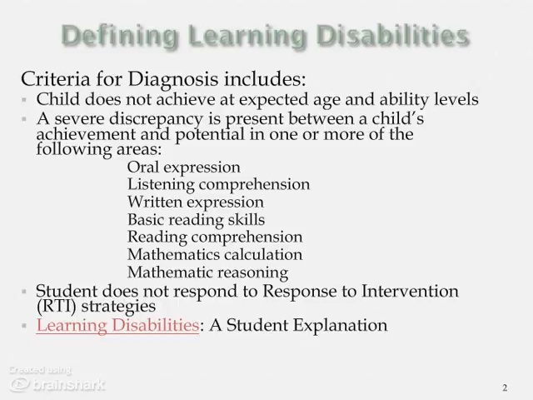What the discrepancy model says is that we look at a child's IQ and then we look at their achievement. We basically subtract those two numbers, and if there is a wide enough gap, we say the child has a learning disability. That is the old school way of determining whether a child has a learning disability, and we've moved to more of a response to intervention approach. It's county by county at this point.